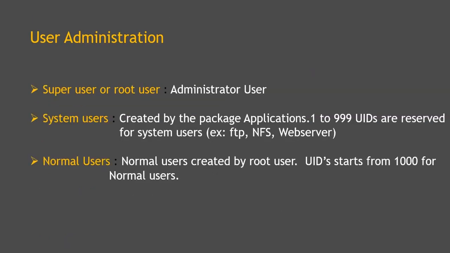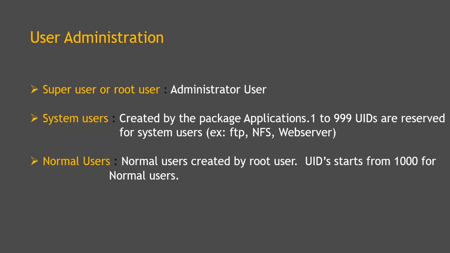Now, before creating the user account, we should know how many types of user accounts are available in the Linux operating system. We have a total of 3 types of user accounts. One is the super user, or we call it the root user, which is nothing but an administrator user. In Windows also, whenever we install the operating system, we can see a default administrator account. In the same way, in Linux operating systems, we see the root account. Another type is called system users. System users are nothing but the application users.